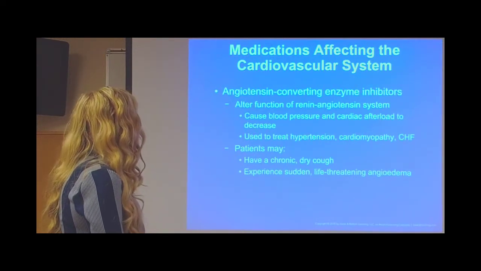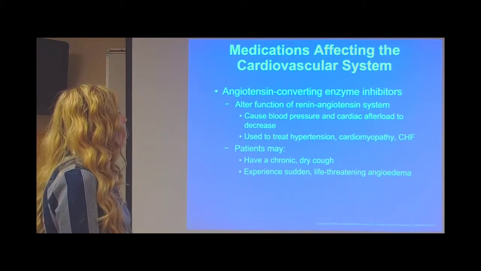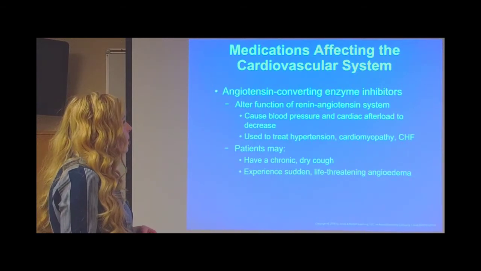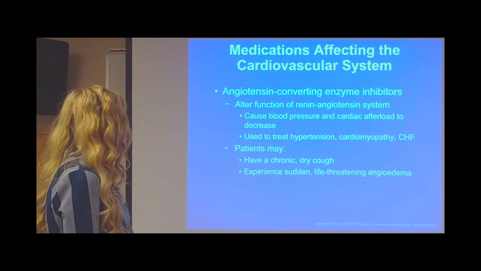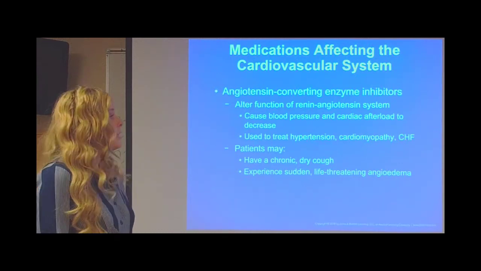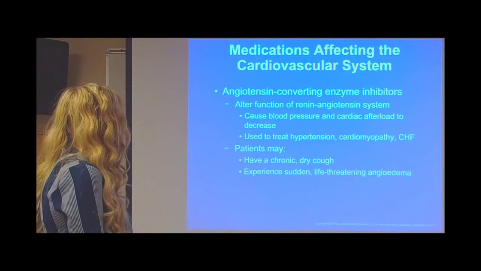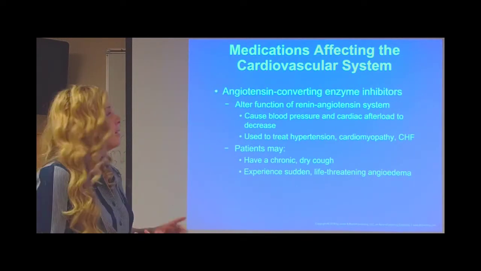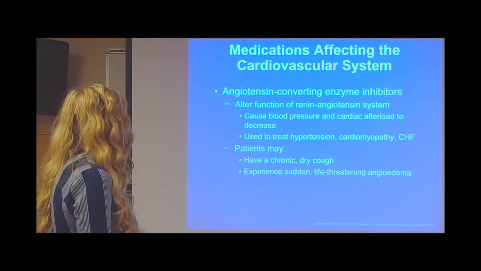Let's see. Angiotensin converting enzyme inhibitors. So these alter the function of the renin-angiotensin system. They cause blood pressure and cardiac afterload to decrease. That's their main mechanism of action. They're used to treat hypertension, have mortality benefit in congestive heart failure, and help with cardiomyopathy. The medications that fit into this class are going to be your lisinopril, your benazepril, enalapril. Those are some ones off the top of my head.